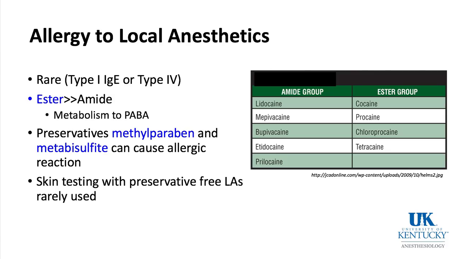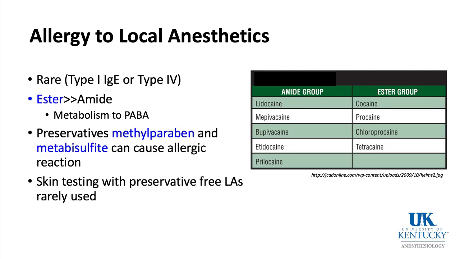Some allergies to local anesthetics. It's rare. It can be a type 1 immunologic reaction, IgE mediated, or type 4, but esters are the bad actors as opposed to amides. Esters can be metabolized to PABA, or para-aminobenzoic acid, to which many people tend to be allergic. If you look at the far right table, you can see the amides and the esters listed. The amides have 2 I's in their name. That's one way to remember them.